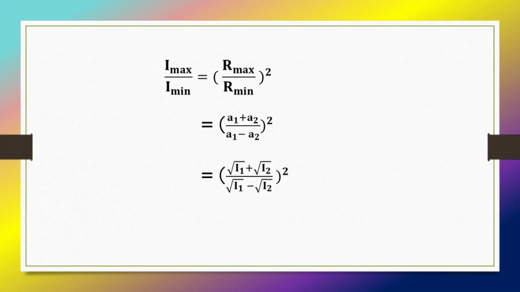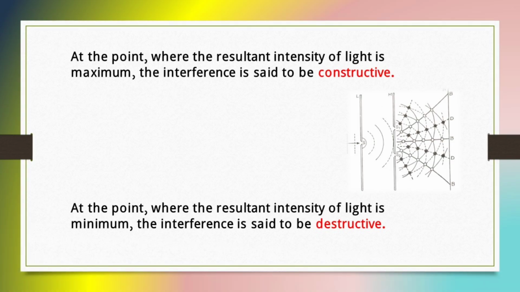As the intensity is directly proportional to the square of the amplitude, I max by I min equal to R max by R min whole square, or a1 plus a2 by a1 minus a2 whole square, or root I1 plus root I2 by root I1 minus root I2 whole square. At the point where the resultant intensity of light is maximum, the interference is said to be constructive. At the point where the resultant intensity of light is minimum, the interference is said to be destructive.